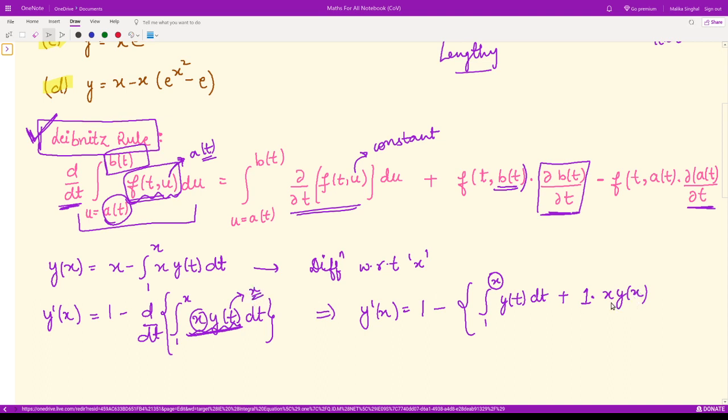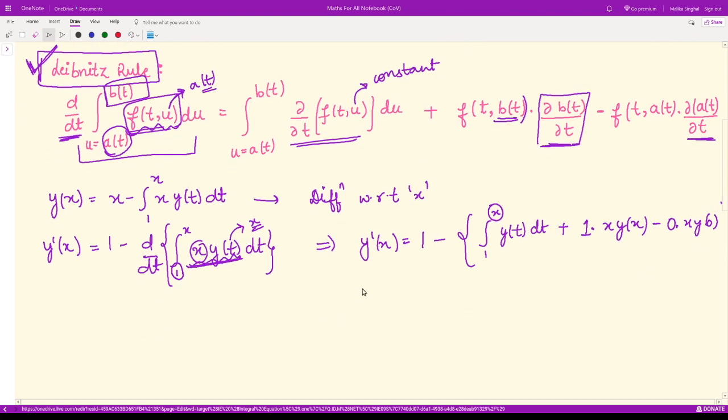So we'll have x into y of x minus the lower limit is 1, so the derivative of 1 with respect to x would be 0. So 0 into x into y of 0. So ultimately this term would be 0, right? So it would give me y dash x is equal to 1 minus integration from 1 to x y of t dt minus x y of x.